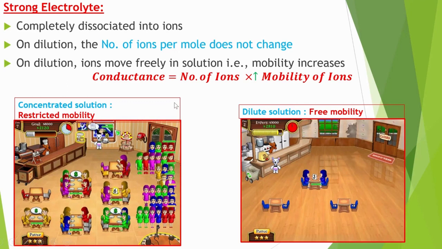So what happens when you dilute the solution of a strong electrolyte? The number of ions per mole remains the same, whereas the mobility of the ions increases. Because of this, as the mobility increases, conductance increases when you dilute the solution.